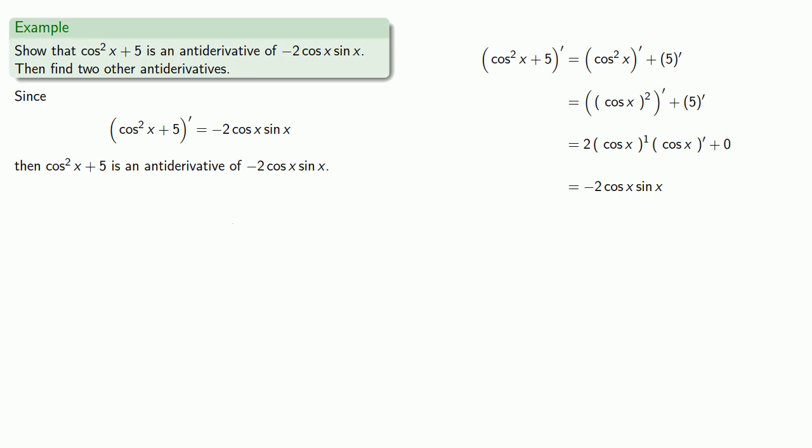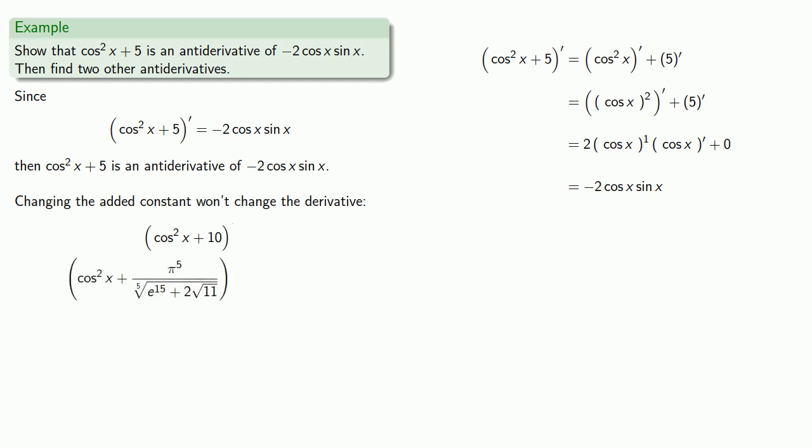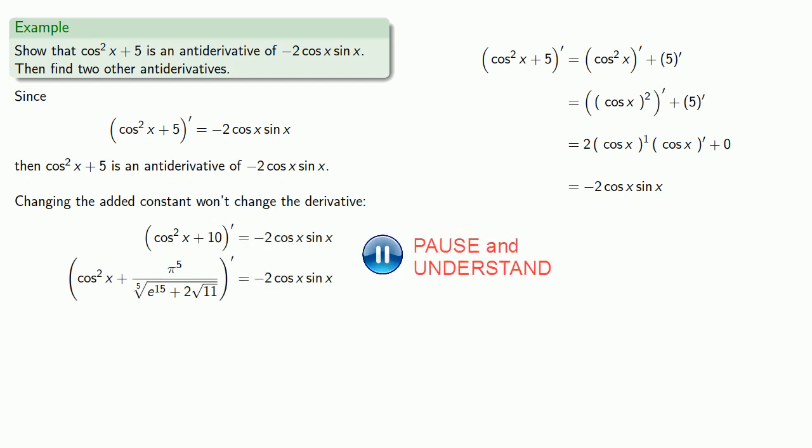How can we find other antiderivatives? The important thing to recognize is that in our derivative, we took the derivative of a constant, which was 0. And that's going to be true for any constant at all. And so changing the added constant won't change the derivative. So instead of cos²(x) + 5, we could have cos²(x) + 10, or we can show off and say cos²(x) plus this horrible mess. And each and every one of these has a derivative equal to -2 cos(x) sin(x).